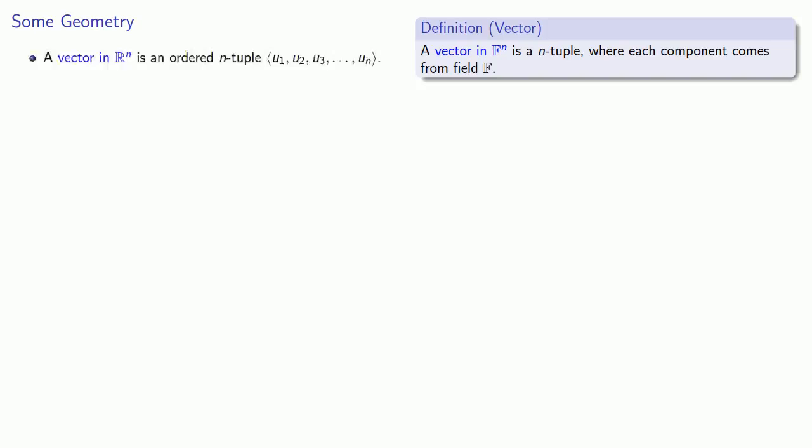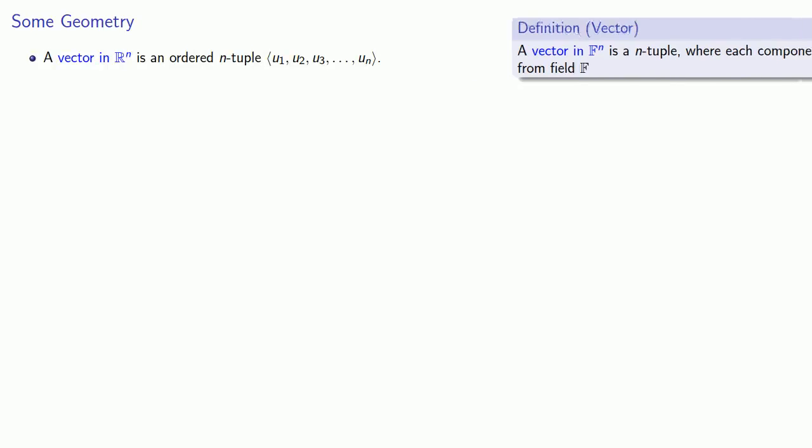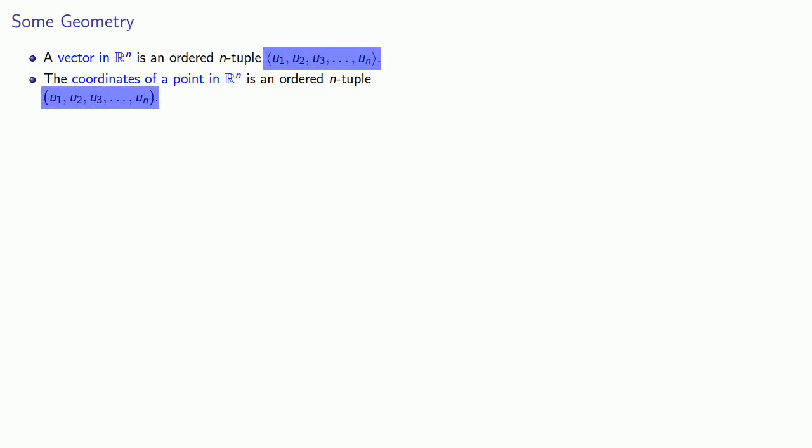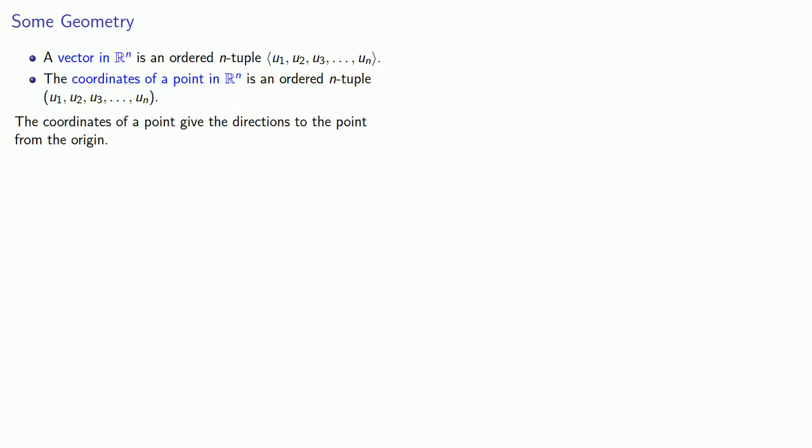So what does the dot product tell us? It'll be useful to introduce some geometry. A vector in Rn is an ordered n tuple whose components are elements of R. We might compare this vector in Rn to the coordinates of a point in Rn, which is an ordered n tuple whose components are elements of R. And the fact that vectors and coordinates look so very much alike suggests the following line of reasoning. The coordinates of a point give the directions to the point from the origin. And this suggests that we might be able to interpret a vector as a set of directions for getting to a point from the origin.